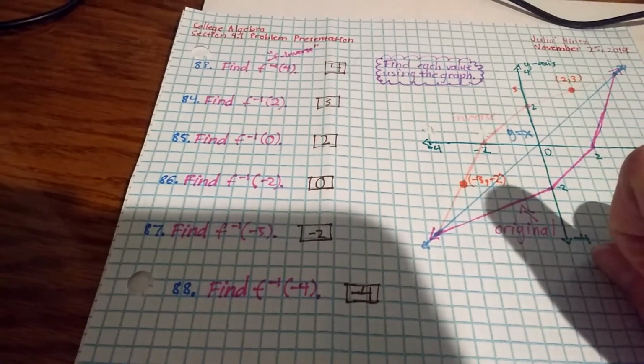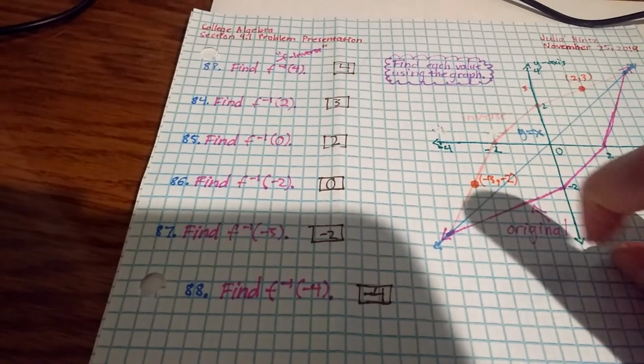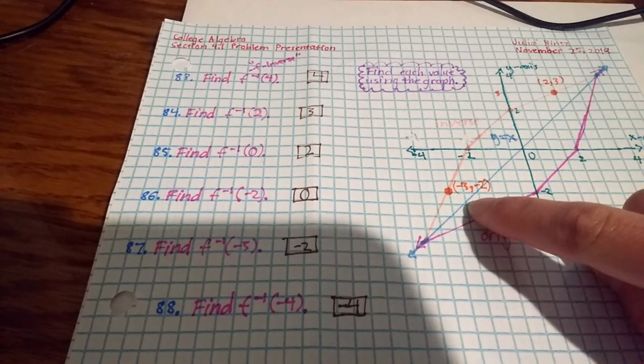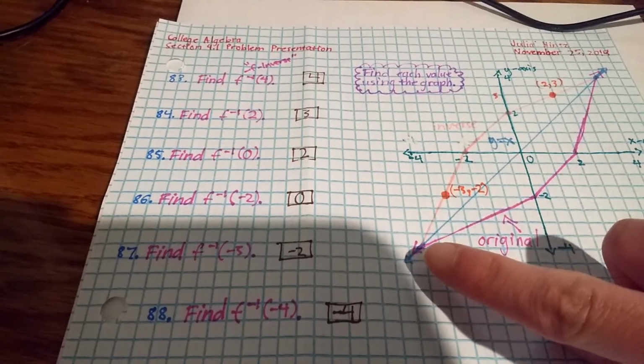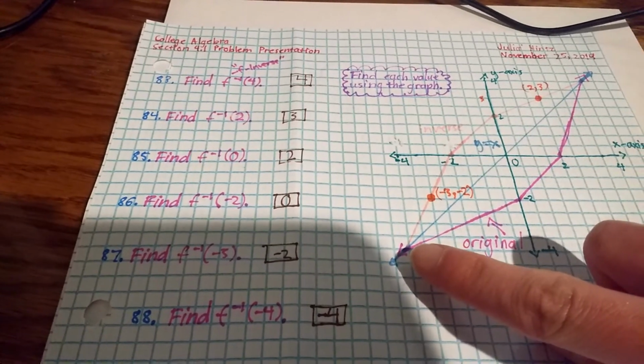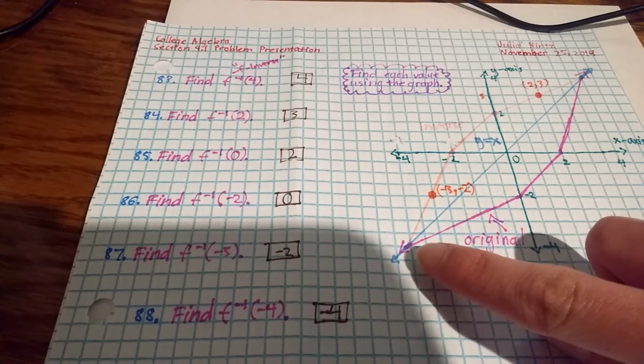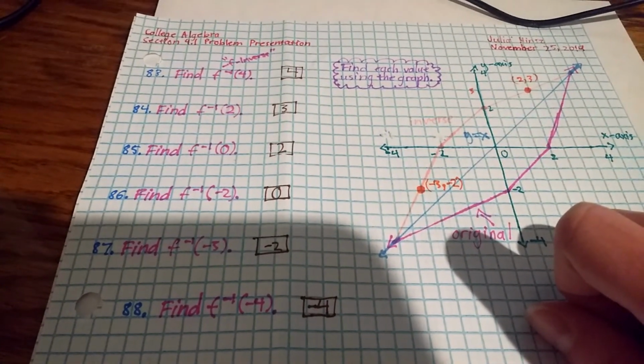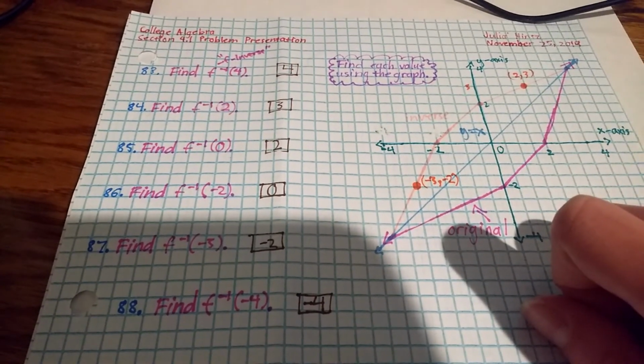And then number 87, at negative 3, y is going to be negative 2 on the inverse graph, and the graphs both intersect again at negative 4, and so negative 4 is going to be the inverse of negative 4 in number 88.